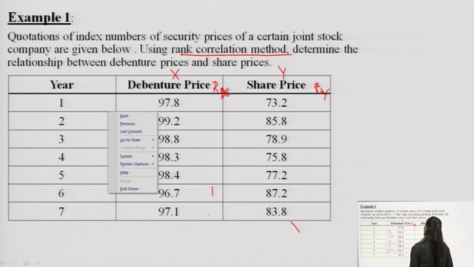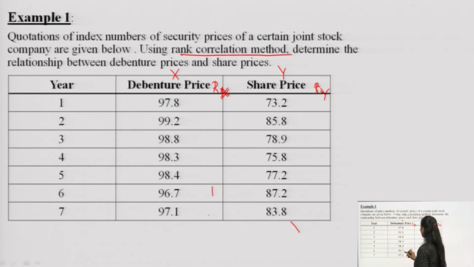Moving ahead, the next rank higher to 96.7 is 97.1, so I am giving it rank 2. 97.8 is rank 3, 98.3 is rank 4, 98.4 is rank 5. Then 99.2 is rank 6 and 98.8 is rank 7. So, this is one method of ranking. When the price was least, I gave rank 1.